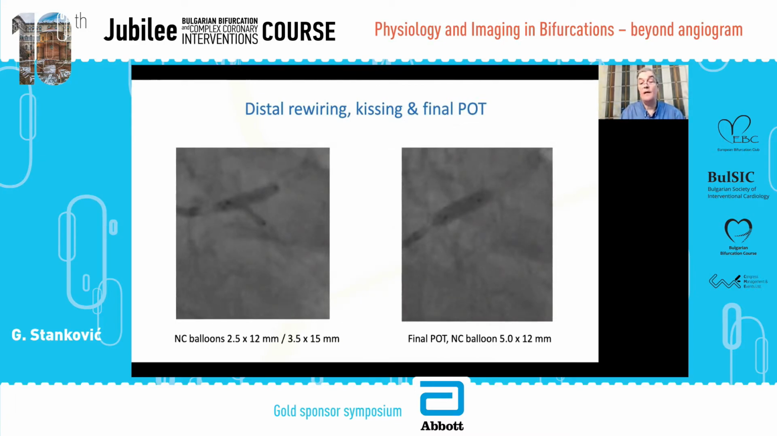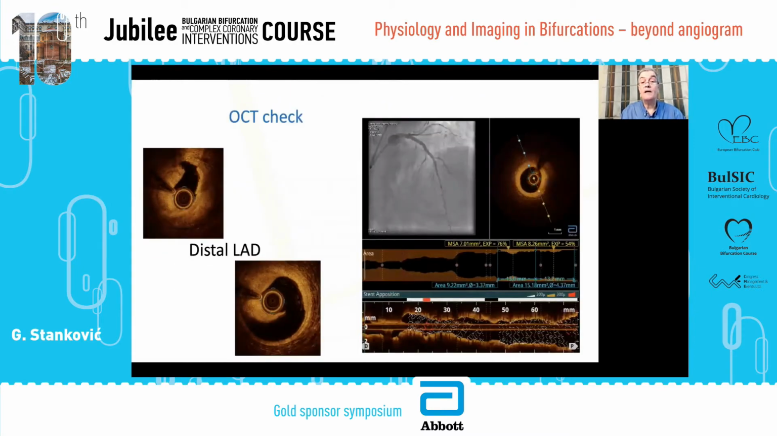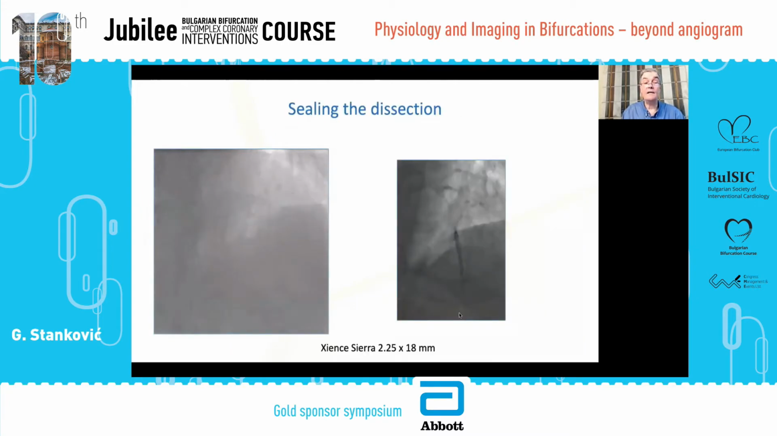So kissing was performed with repeat final balloon and final OCT, which clearly showed something surprising. Angiographically not visible, distal dissection, but here on the OCT we see the distal LAD has a dissection, so we need to add another stent. And then when we look, we see an area of expansion of 76%, so we need to expand and post-dilate more, and much better expansion in the proximal LAD and inside the left main.